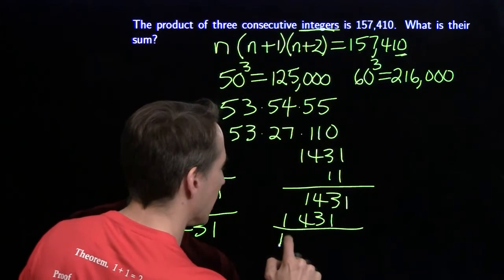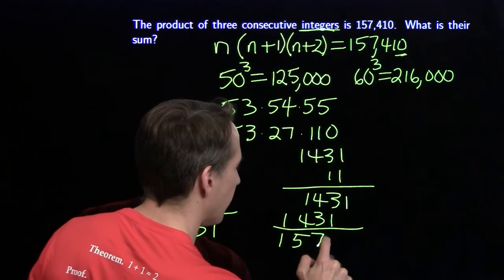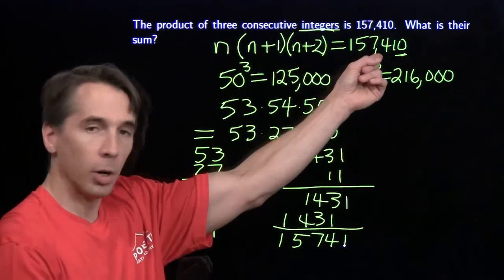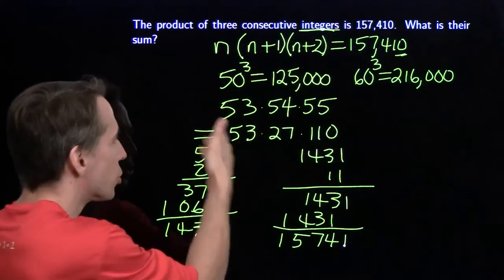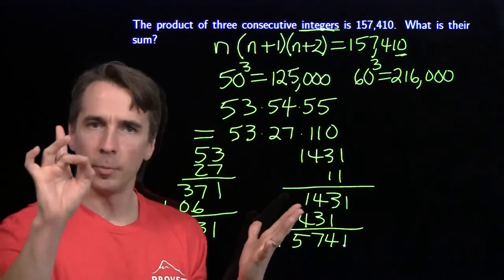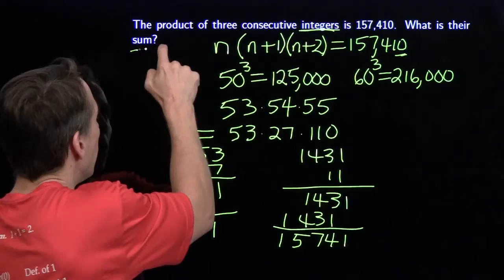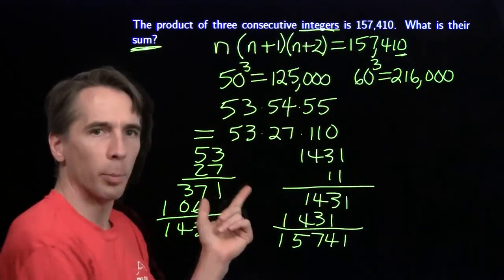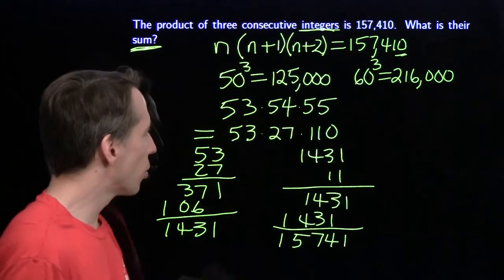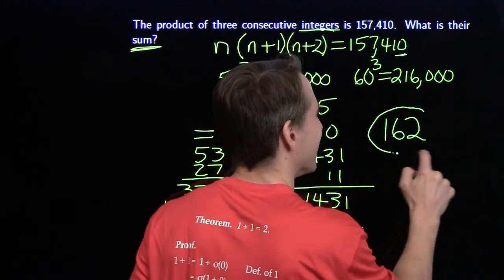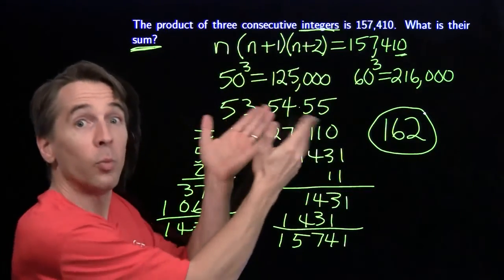And sure enough, what do we get? We get 1, 5, 7, 4, 1. And when we multiply that by the 10, boom, we get the number we expected. So sure enough, we found it. But what's the answer to the problem? Once again, you always go back at the end. We want the sum of these three numbers: 53 plus 54 plus 55, same thing as 3 times 54, which gives us 162. We messed around. We found the answer.